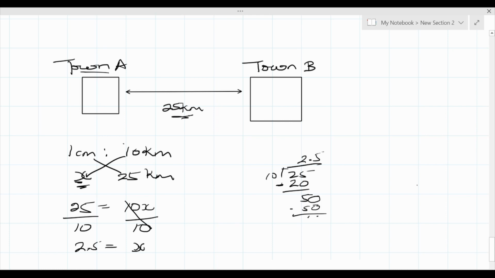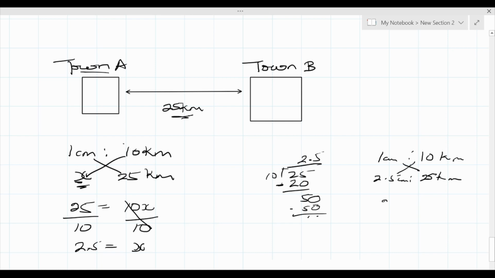Now we need to test this or check our answer to see if it is correct. So 1 centimeter to 10 kilometers should be the same as 2.5 centimeters to 25 kilometers. Look at this. They multiplied this by 10 in order to get here. So this increases tenfold. So if we increase this tenfold, we should get that as well. The cross products will help us as well.